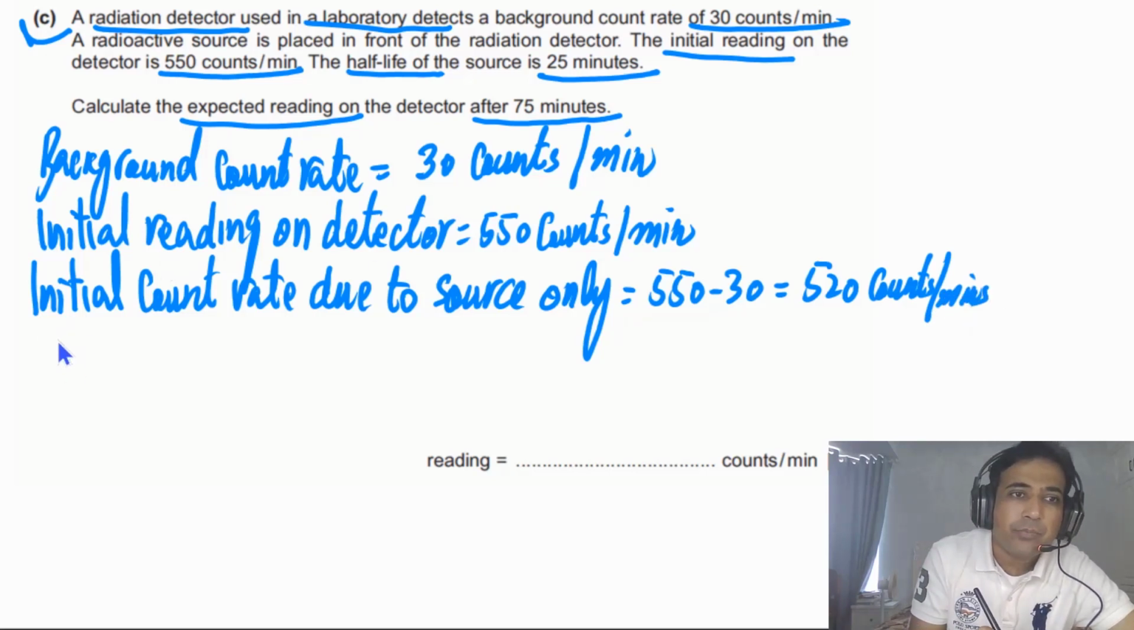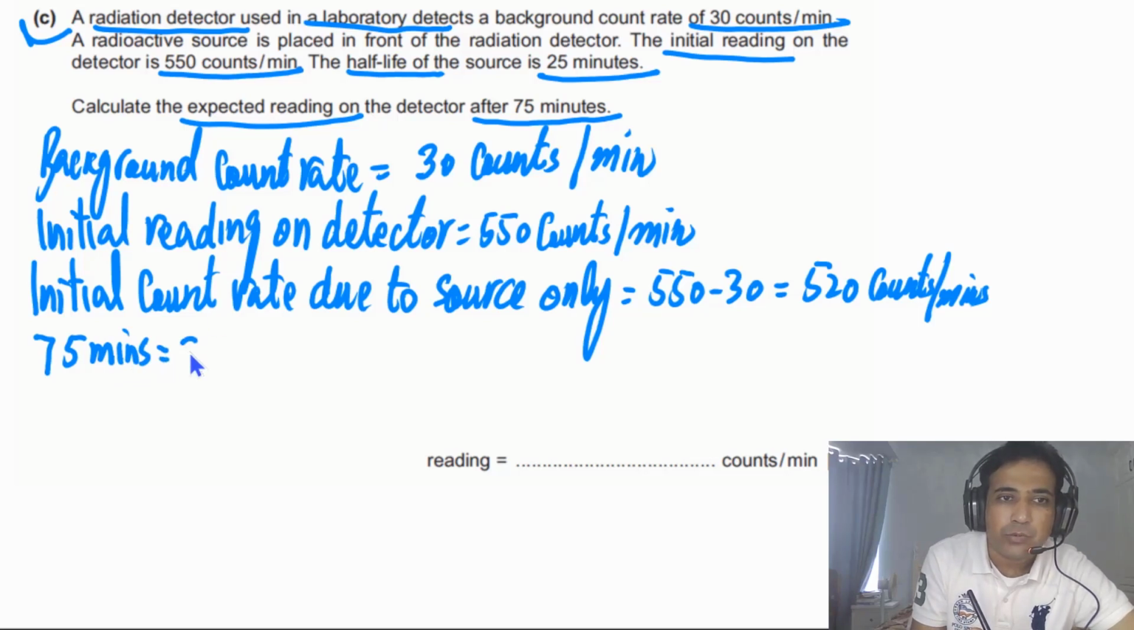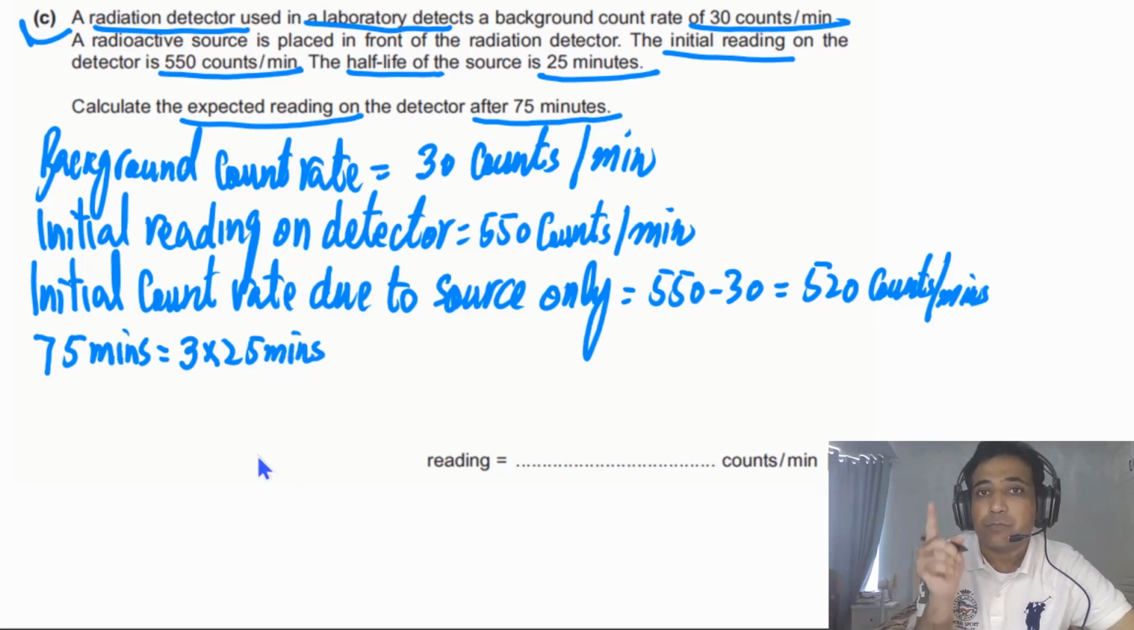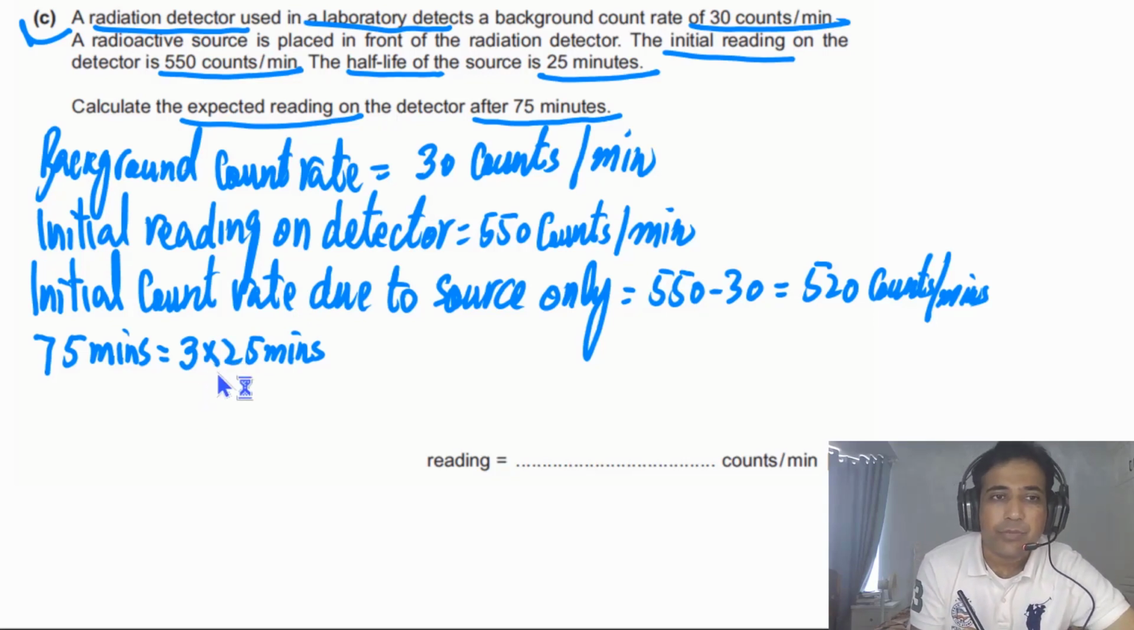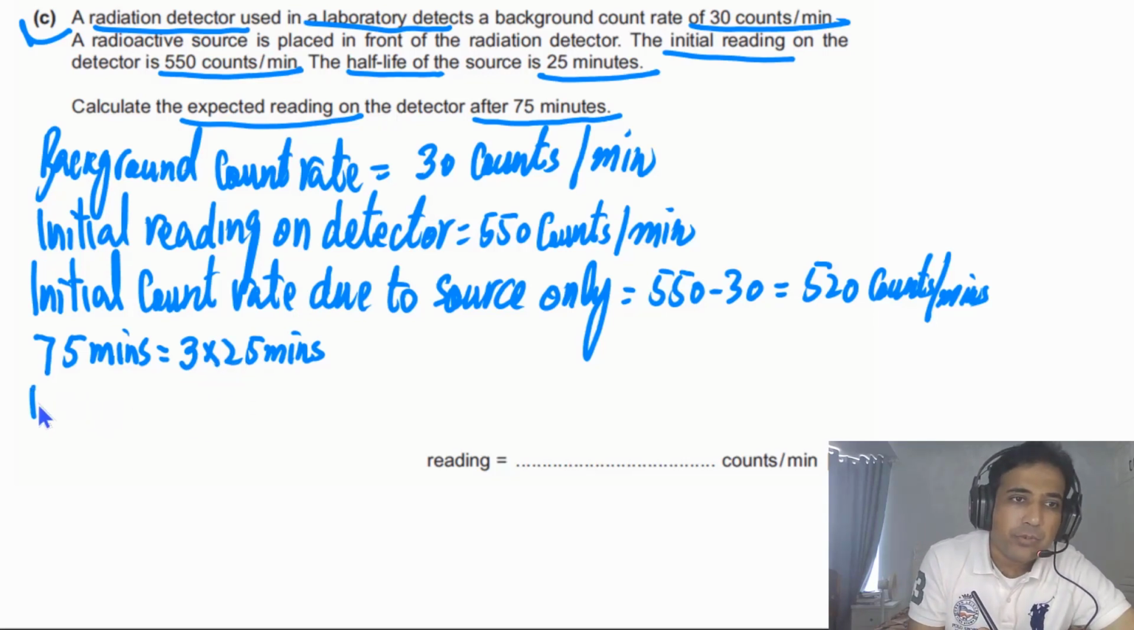And we have 75 minutes. It is given to us total time 75 minutes, and 75 is equal to 3 times 25 minutes. And 25 minutes is one half-life. So it means we have 3 half-lives. So we can write down number of half-lives.